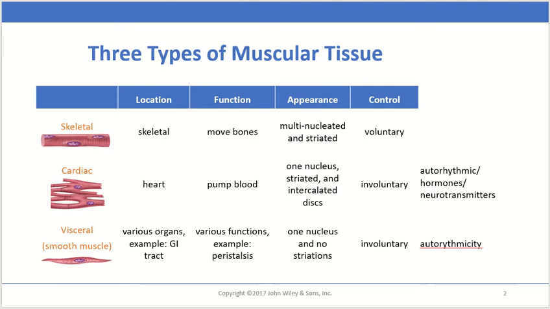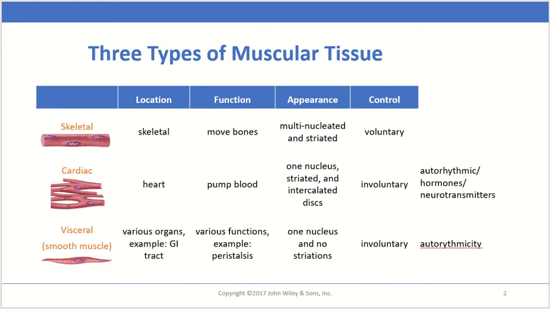The next type of muscle tissue that we have is our cardiac muscle. Obviously, this one is associated with the heart, and it is used to pump blood. These cells are typically single nucleated, one nucleus. They are also going to have striations, just like we saw in the skeletal tissue. And one unique characteristic of cardiac tissue is the presence of these intercalated discs. Cardiac tissue is controlled involuntarily, meaning that we do not have to have conscious thought in order for this muscle tissue to contract and relax. This tissue is considered to be autorhythmic. This autorhythmicity is controlled by hormones and neurotransmitters that are responsible for regulating the speed and strength of the contractions.